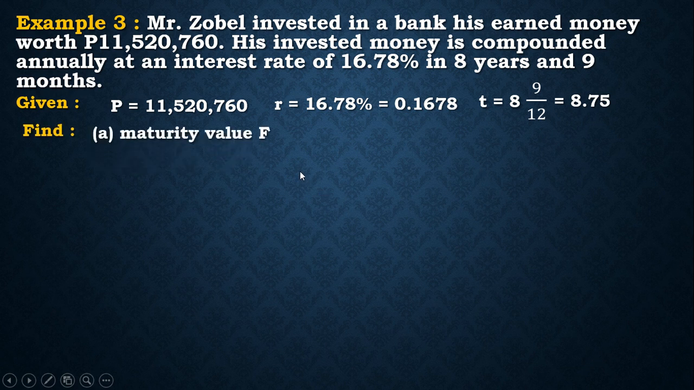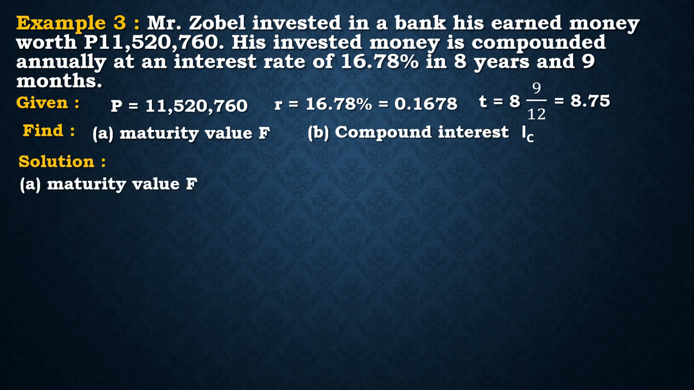And then we have to find the maturity value F and the compound interest. So ang sisolve po muna natin ulit ay ang maturity value F or the maturity future value. So we have the formula. Maturity future value is equal to the principal times 1 plus the interest rate raised to term or time.